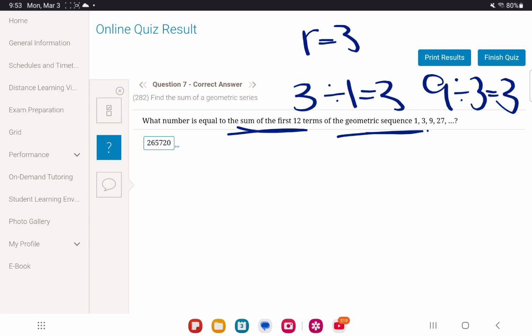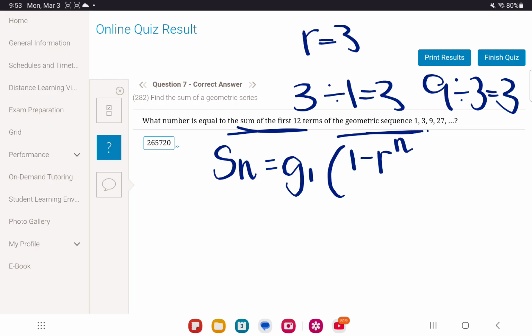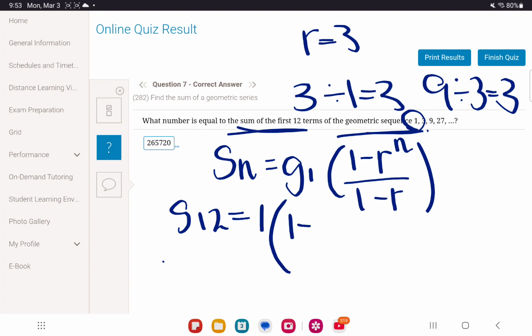Now, the rule for when they tell you the sum of specific terms, you use S of n. So Sn equals G1, so the first term, times 1 minus r to the power of n over 1 minus r. Okay, this is a very easy rule to memorize. So S of 12 equals G1, which is 1. So 1. And then 1 minus r, where r we found is 3, to the power of 12, because that's our n. And then 1 minus 3.